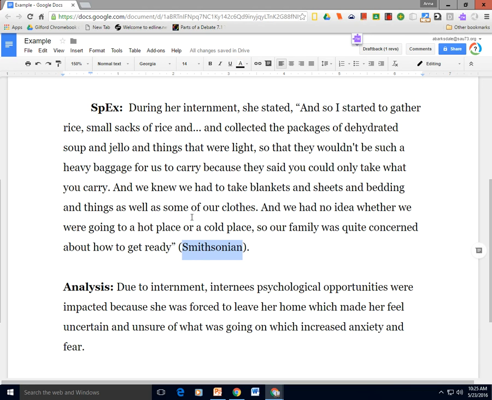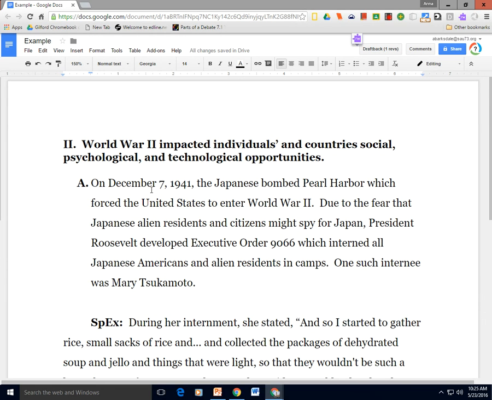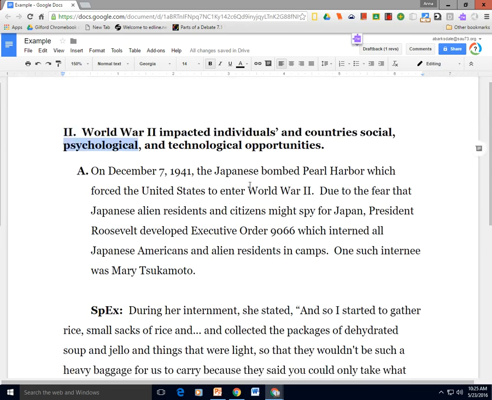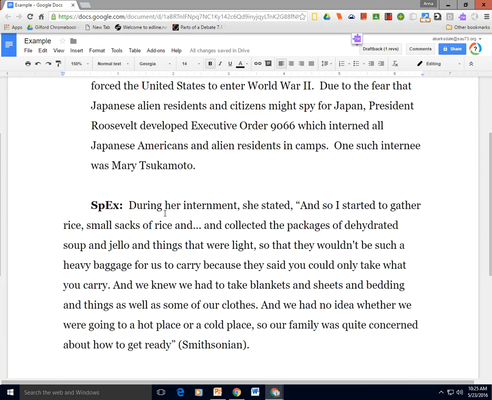So I've given this quote by Mary Tsukamoto, and I've decided that based on this quote and based on where I want to go, this one is going to support psychological. That means my B and C will have to focus on social and technological. If I were doing social, I could focus on women. Technological, I could focus on the Jeep, radar, the B-17, etc.